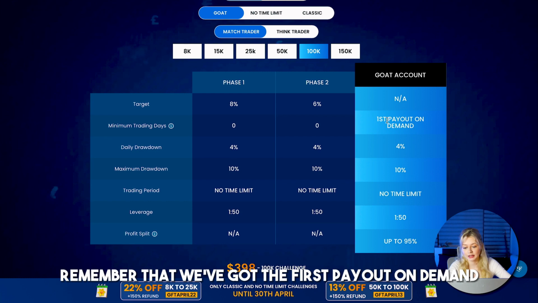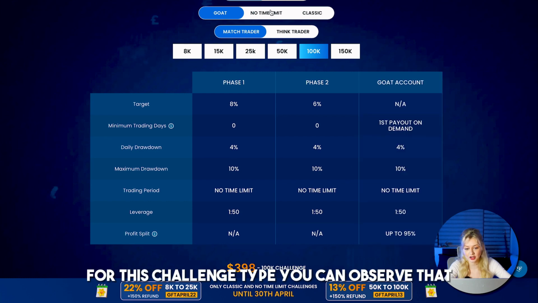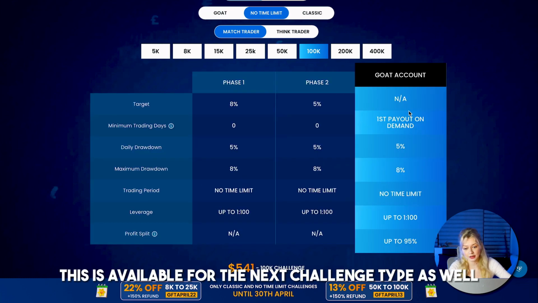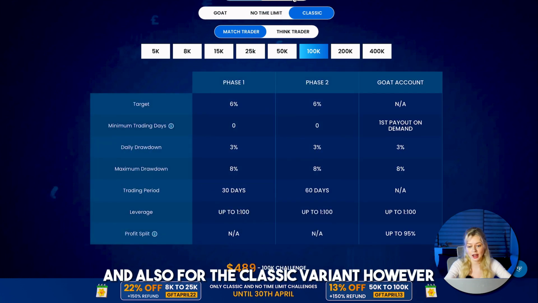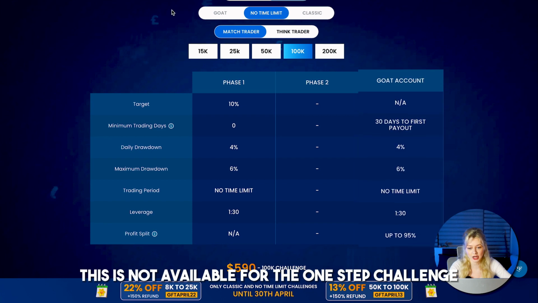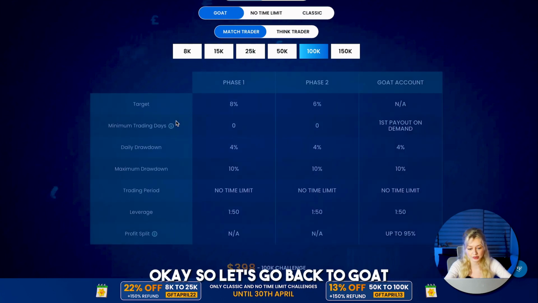Remember that we've got the first payout on demand for this challenge type. You can observe that this is available for the next challenge type as well, and also for the classic variant. However, this is not available for the one-step challenge. Okay, so let's go back to Goat.